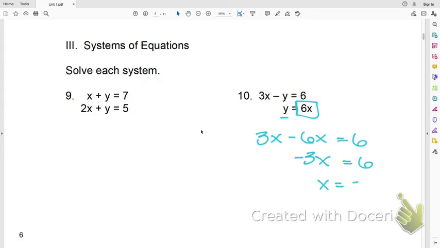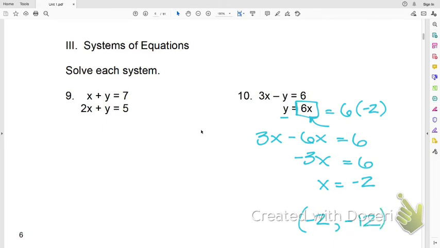Am I done there? No. In systems, you must have all variables solved for when you are done. This means I'm going to go back to one of my equations and plug in my x to find my y. Theoretically, if you're a perfectionist like I am, you might check both because that's what tells you you're right. But the best place to do it is where y is already solved for, which is right here. So if I say y is equal to 6x, I can just go ahead and plug in negative 2 in place of x and get that my y is equal to what? Negative 12.